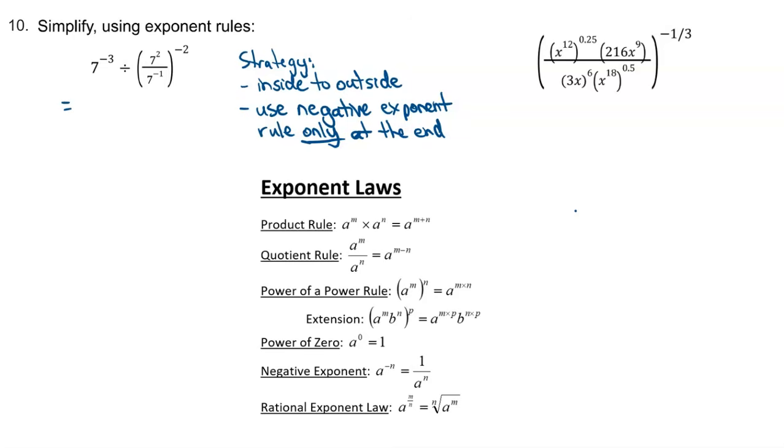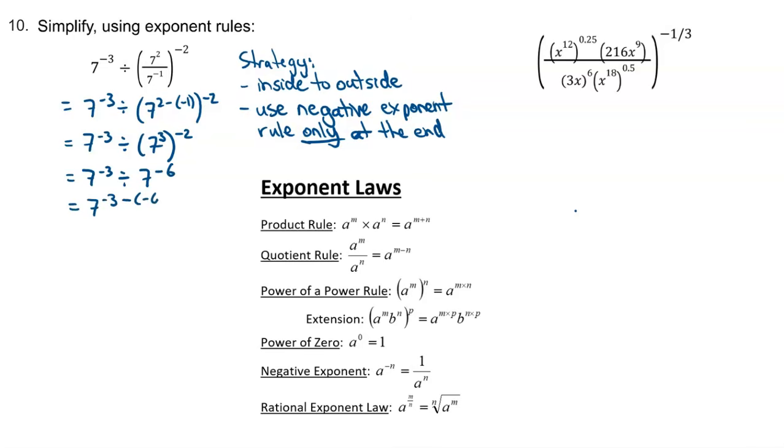So the first thing we're going to do here is work inside to outside. We're working on these inside brackets. So 7 to the power of 2 divided by 7 to the power of negative 1. Well, we're going to use the quotient rule. 2 minus negative 1 means we add 1. And so we can simplify inside those brackets to be 7 to the power of 3. Now that's all to the power of negative 2. So now we can use the power of a power rule. 7 to the power of 3 times negative 2 gives me 7 to the power of negative 6. Now the quotient rule we're going to use again.